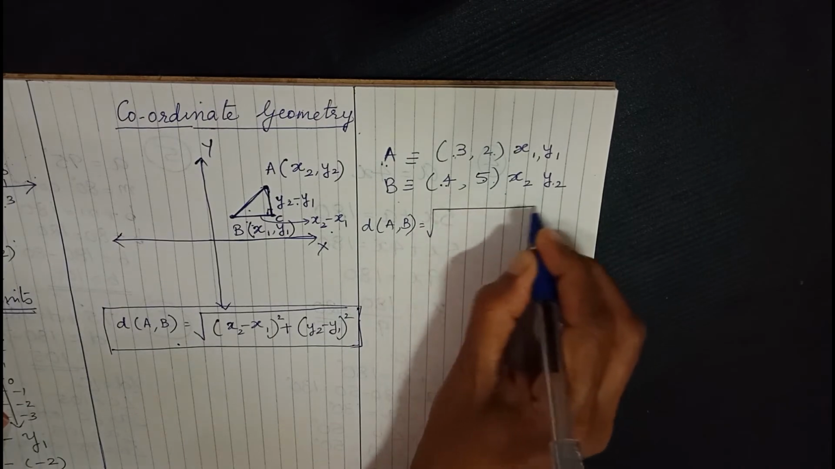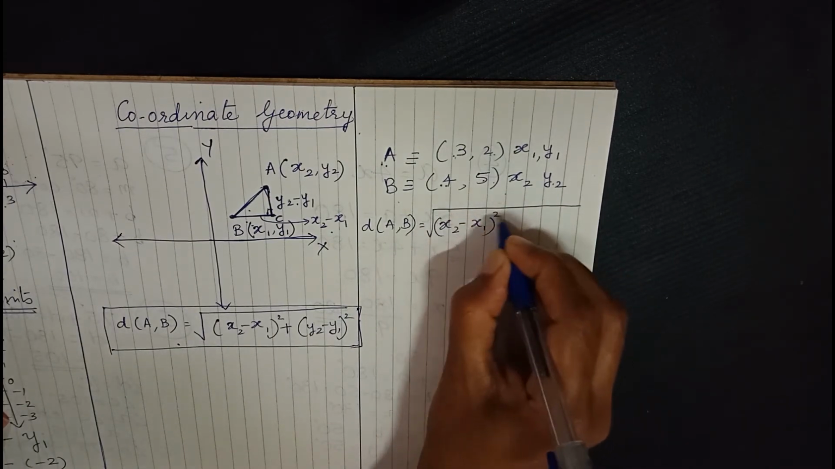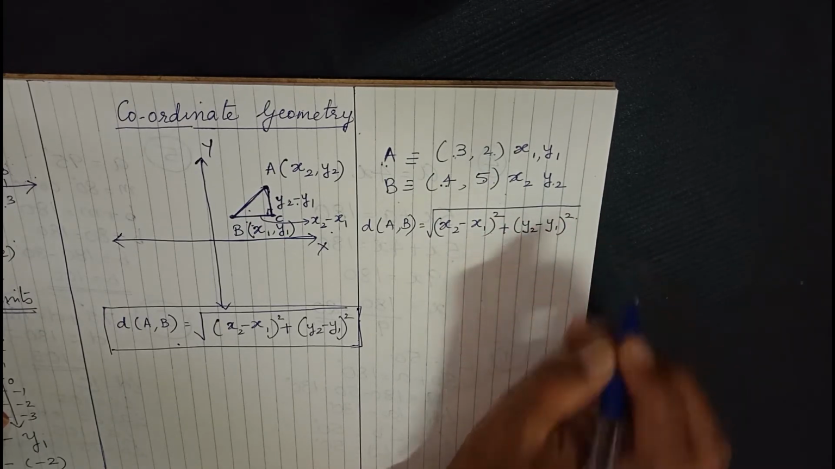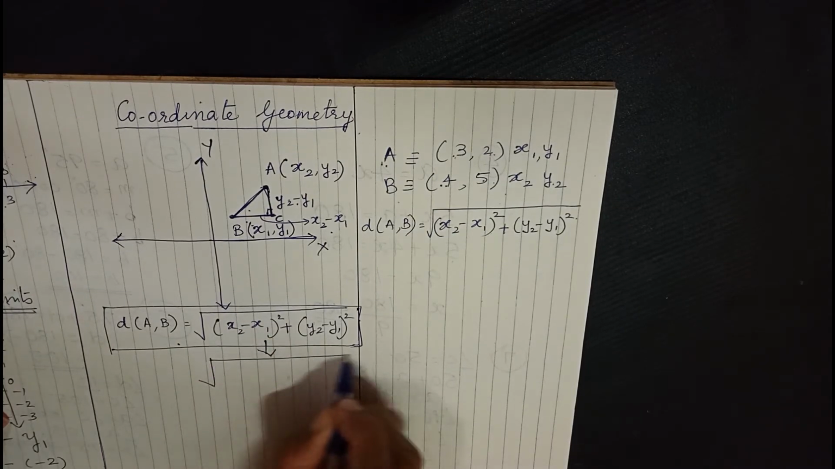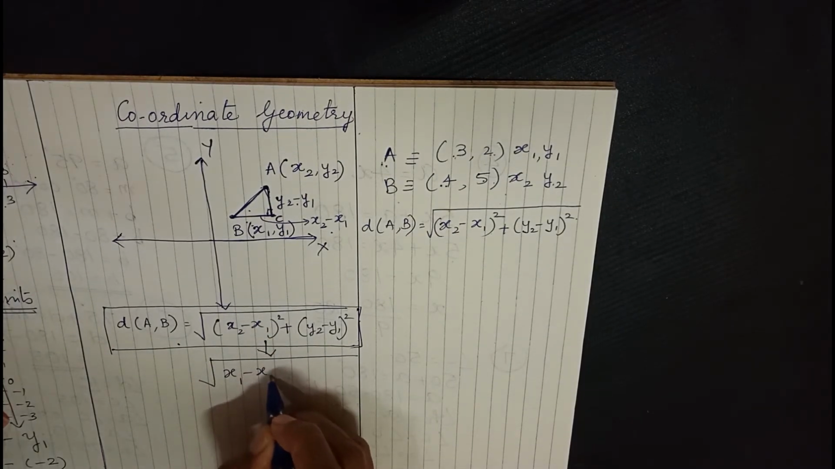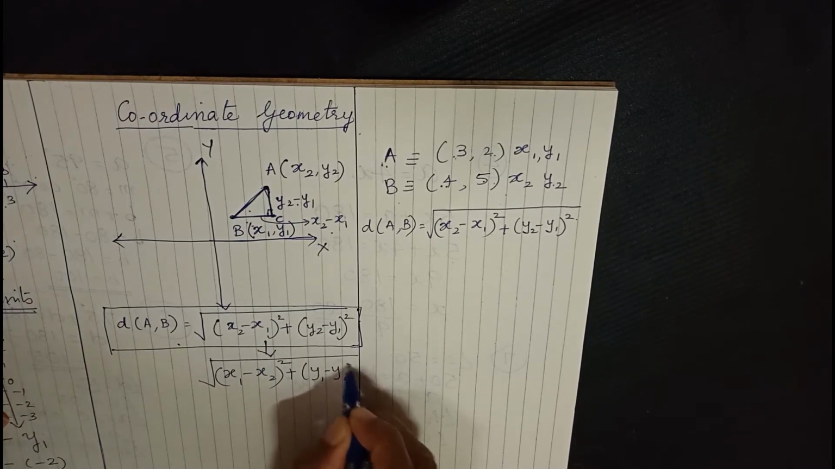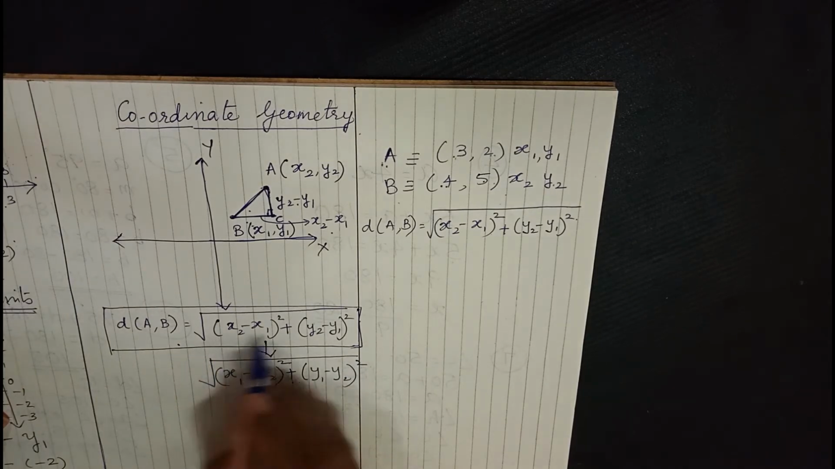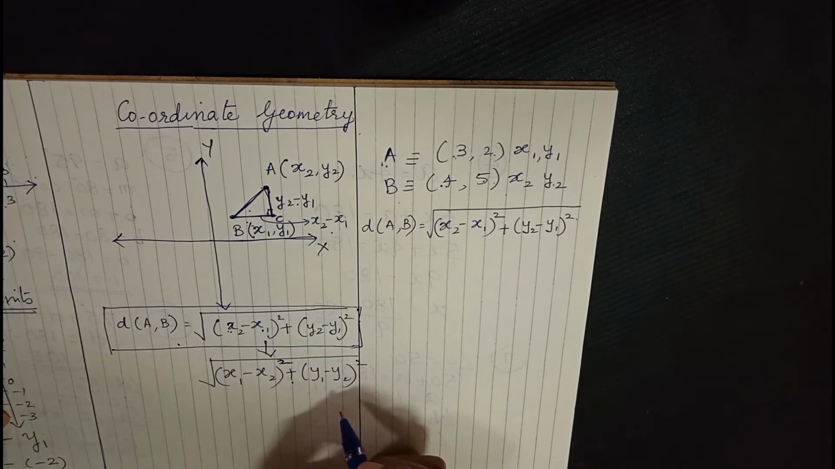Let's write our formula. It is the square root of x2 minus x1 the whole square plus y2 minus y1 the whole square. You should always remember also that this formula can be written as x1 minus x2 the whole square plus y1 minus y2 the whole square. It doesn't matter, because even if you subtract the first number from the second or the second number from the first, after squaring you will definitely get the same answer.